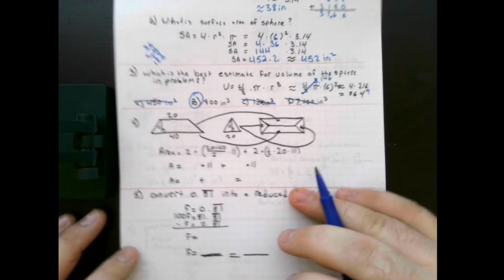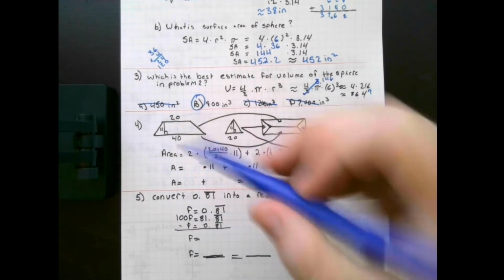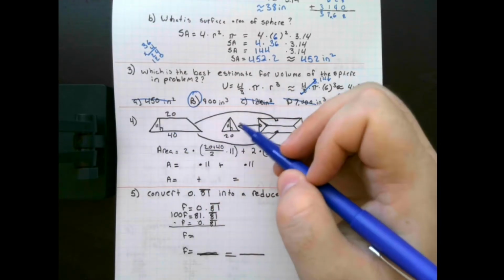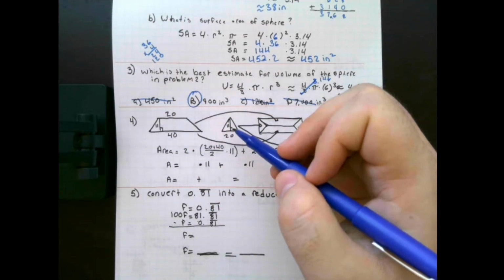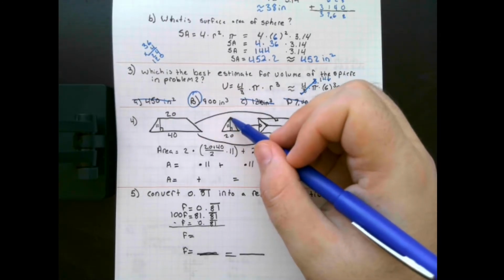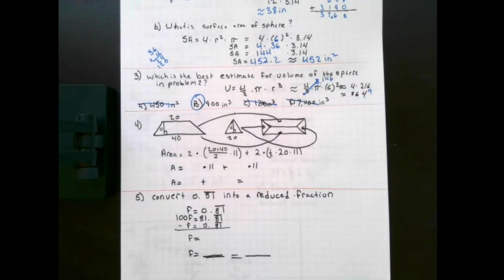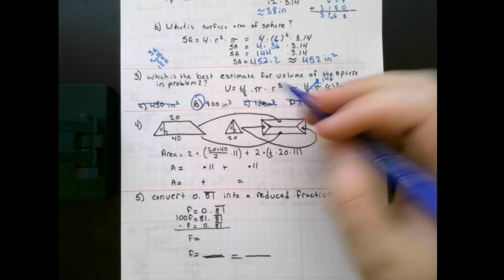Question 4 gives us a picture of a roof and the shapes which make up the roof. Now, in the book, it doesn't have this 11 here. It has it in the writing. It says that the line that connects the base of the roof to the top is 11 long. So then it asks us to find the area of the roof.